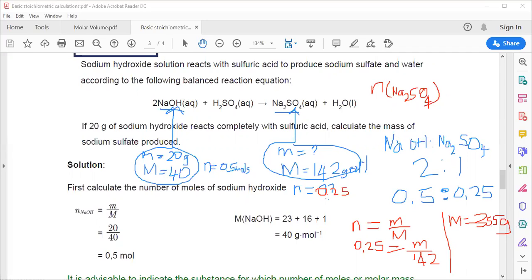That's the final answer. Is that understood? So this is how you use stoichiometry. You need to check what you are given, find the number of moles, go to the balanced equation, compare the mole ratio, find the number of moles of the substance that you want, and answer the question. Clear? Any questions?